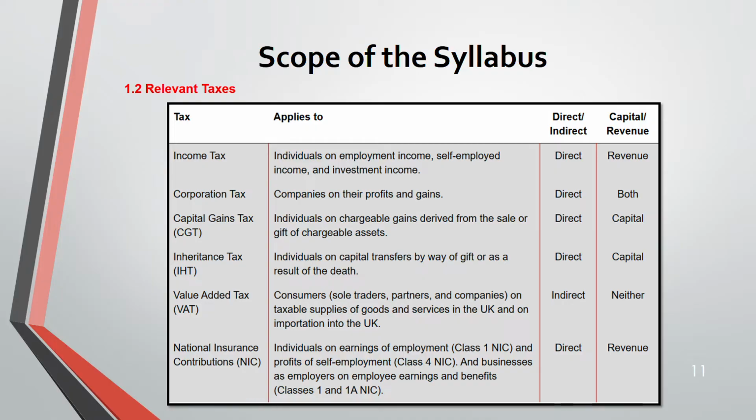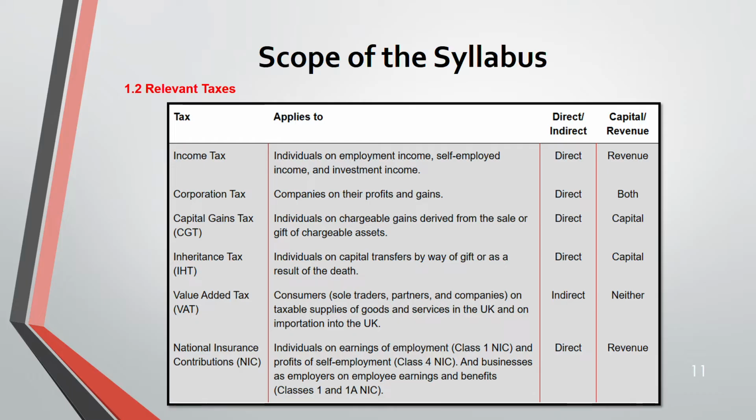Next, VAT. VAT is paid by almost anyone in the economy. You could be a sole trader, you could be a partner, you could be companies. You are paying VAT. On what? Again, taxable. It has to be taxable supplies. Why in VAT also you have exempt? Some goods and services are exempt from VAT. There is also a list. In fact, under every type of tax, there is a list of exempt and taxable. So VAT on taxable supplies of goods and services in UK, you have to pay VAT. And if you are importing anything into UK, on that also you have to pay VAT.